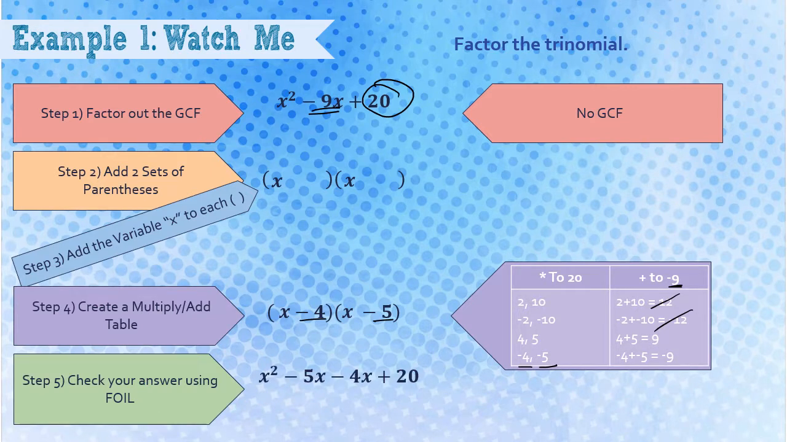And then we can go ahead and check our work. After you've distributed all of this through, we end up with x squared minus 5x, and then negative 4x plus 20. If I simplify that by combining my like terms, I get x squared minus 9x plus 20, which is where we started. So my factors here of x minus 4 and x minus 5 were correct.